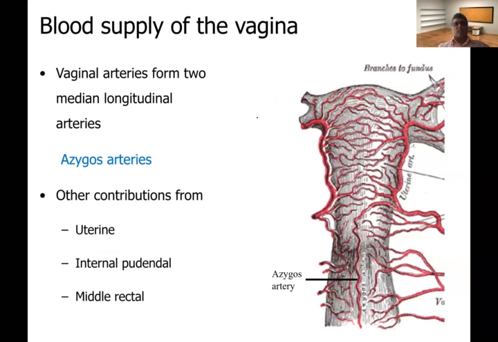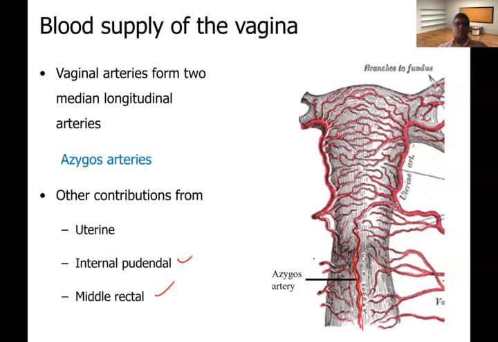In the blood supply of the vagina, you get the vaginal arteries from either side, and then they unite and form a central artery, which is called the azygos artery. So you have anterior and posterior azygos arteries going down. And as we said before, there's a lot of anastomosis between the uterine artery and the vaginal arteries. And other than the uterine artery, even the internal pudendal artery and the middle rectal arteries anastomose with the vaginal artery.